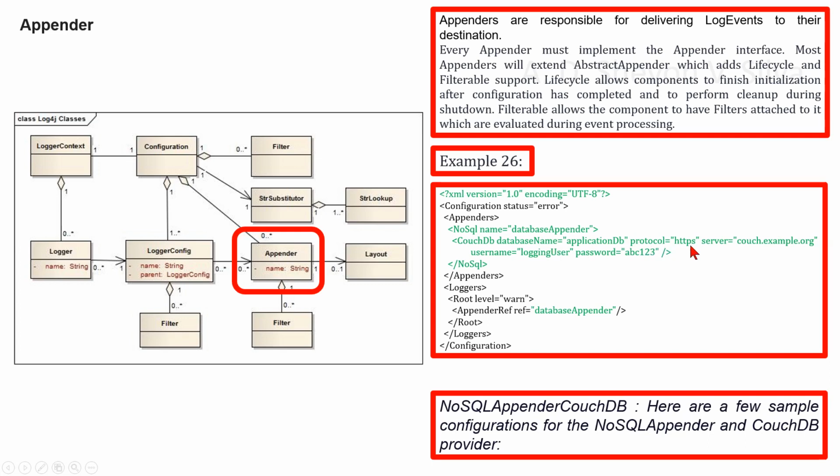Protocol, string, must either be HTTP or HTTPS. See the documentation for attribute database name. Server, string, see the documentation for attribute database name. Username, string, see the documentation for attribute database name. Password, string, see the documentation for attribute database name. Here are a few configurations for the NoSQL appender and CouchDB provider.